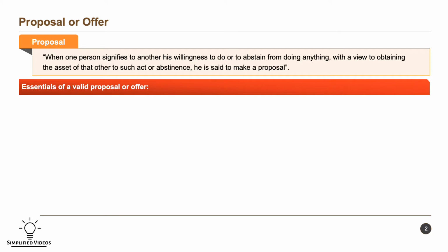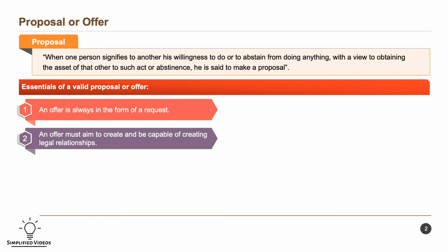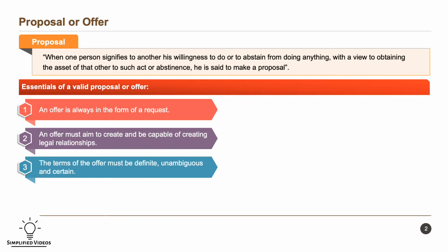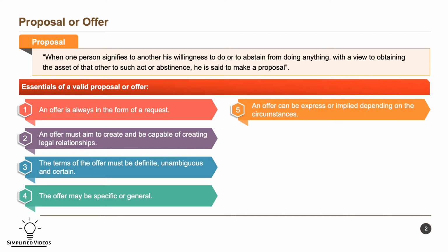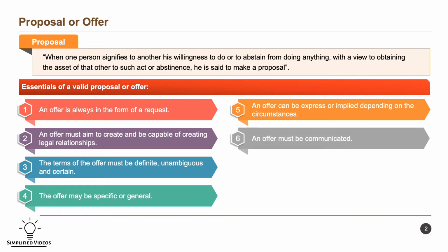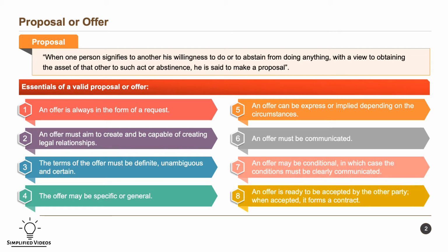Essentials of a valid proposal or offer are: an offer is always in the form of a request. An offer must aim to create and be capable of creating legal relationships. The terms of the offer must be definite, unambiguous, and certain. The offer may be specific or general. An offer can be express or implied depending on the circumstances. An offer must be communicated. An offer may be conditional, in which case the conditions must be clearly communicated. An offer is ready to be accepted by the other party. When accepted, it forms a contract.